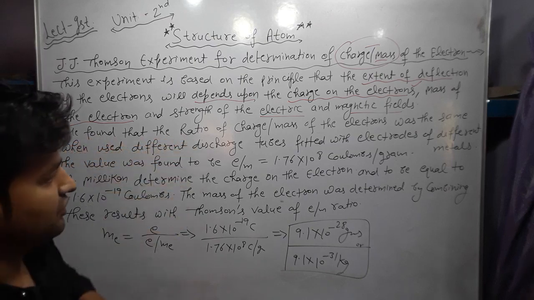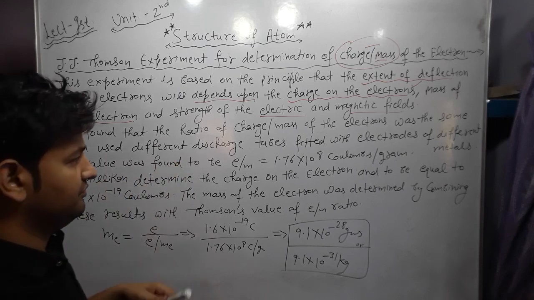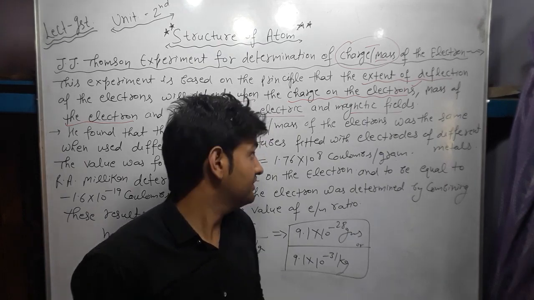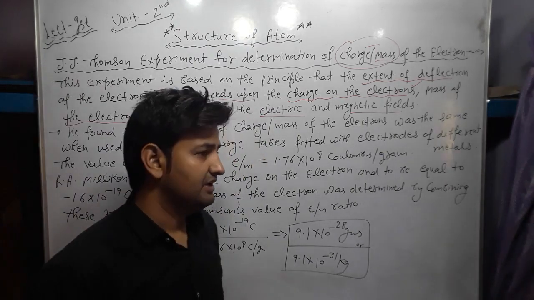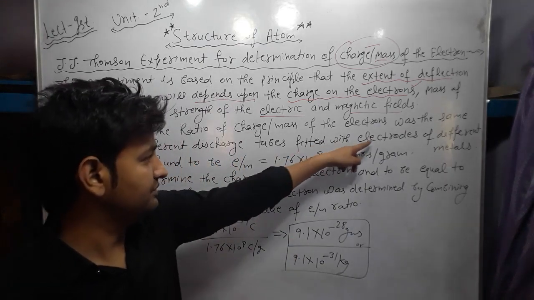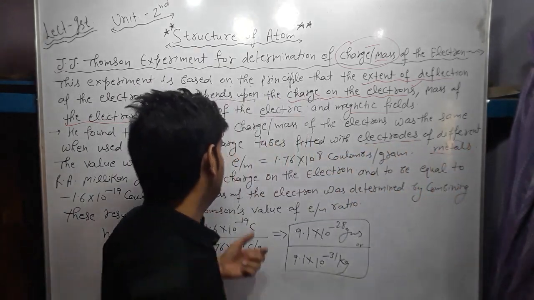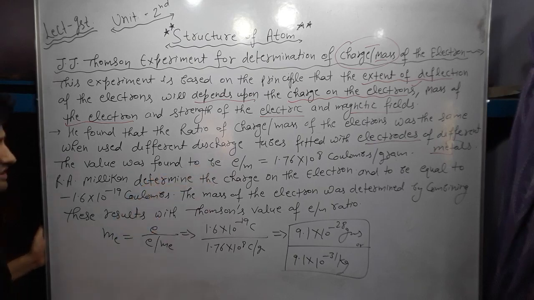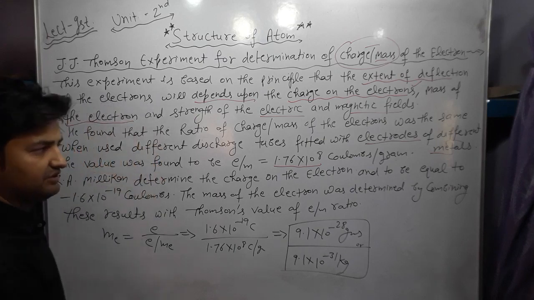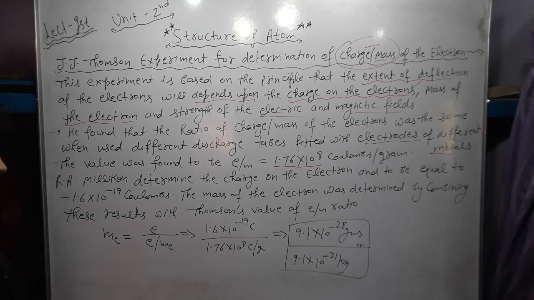He found that the ratio of charge by mass of the electron was the same when using different discharge tubes with different electrodes. It means, the last point we studied in the properties of cathode rays, the properties of cathode rays do not depend upon the nature of the electrode or the material of the electrodes, and do not depend upon the gas present in the discharge tube. This is the same. So the value was found to be equal to 1.76 × 10^8 coulomb per gram. It is the experimentally calculated value of charge by mass of the electron.